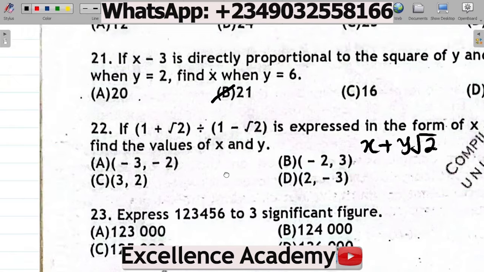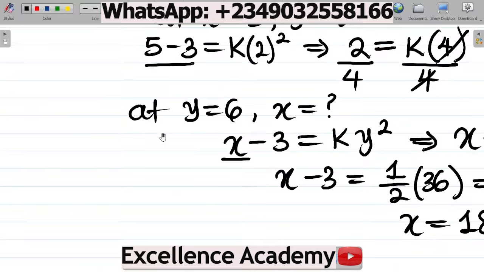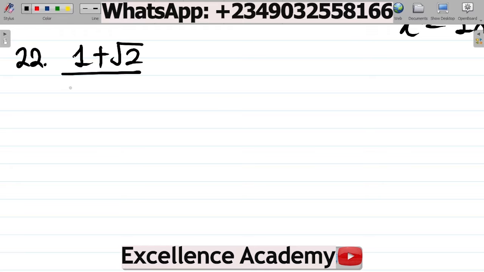I'll write out this question first. So for 22, what we have there is 1 plus root 2 divided by 1 minus root 2. And we have to simplify this. To simplify this, the first thing you do is multiply both numerator and denominator by the conjugate of the denominator. All right. You want to note that what you have here is a problem on surds.